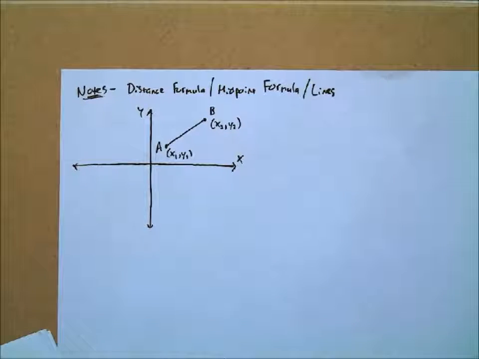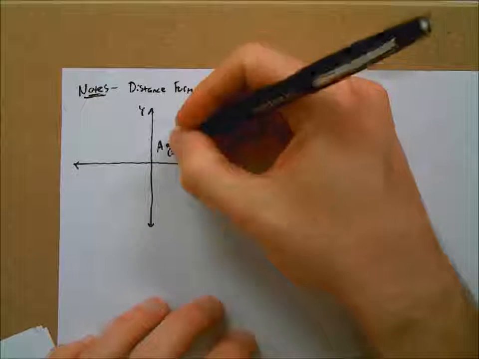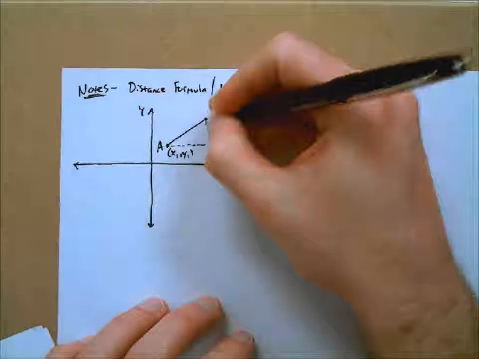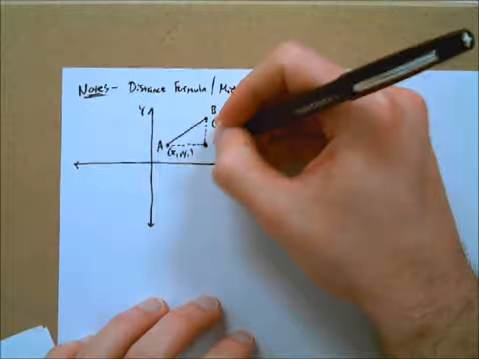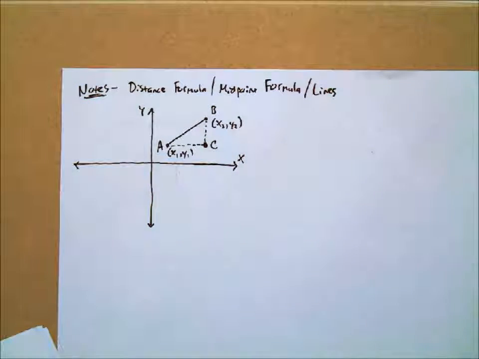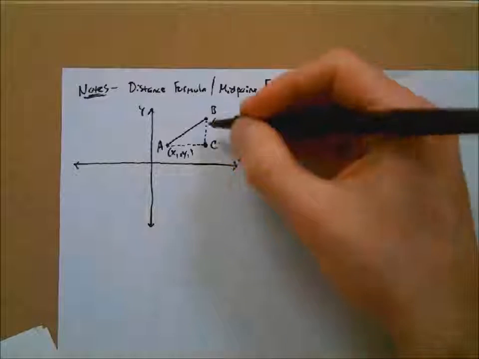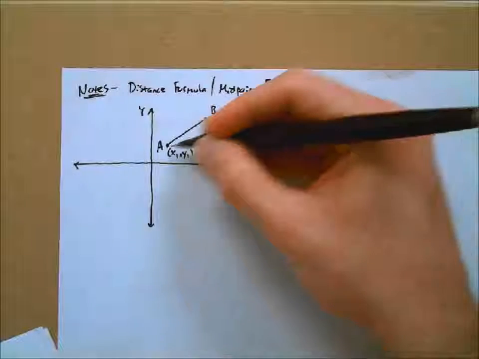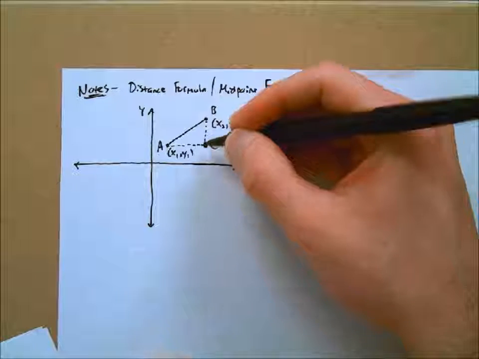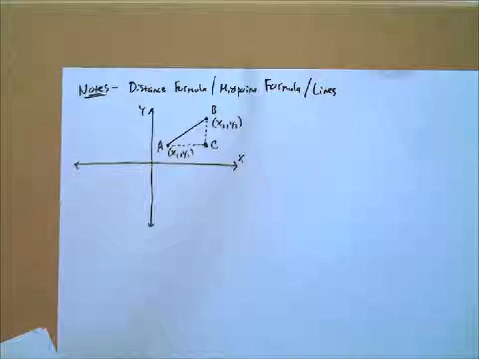Now, if that segment was horizontal, that'd be easy. You just count how many boxes you go from left to right. If AB was vertical, also easy. You just count how many boxes you go from bottom to top. But for a diagonal, it's a little bit trickier. What we do is put another point in here, call it C. C is going to be directly below point B and directly to the right of point A. Alternatively, you could put point C above A and to the left of B, but for our purposes, that's where we're going to put it.